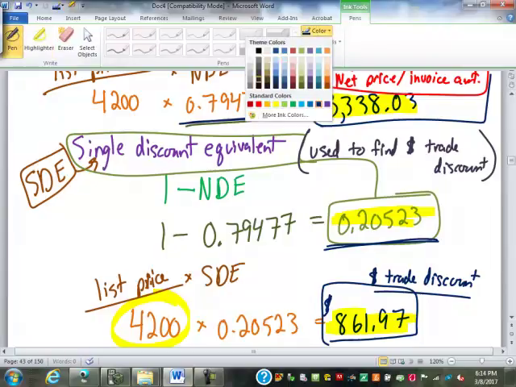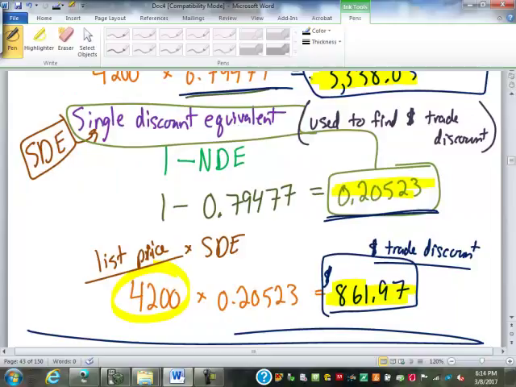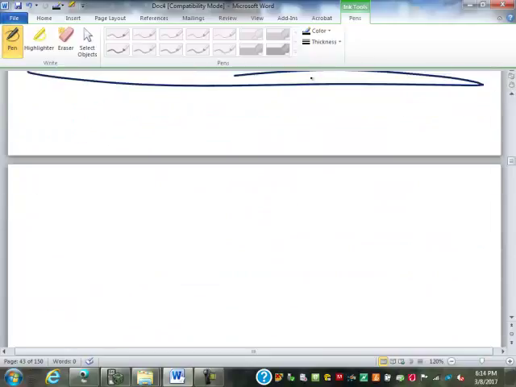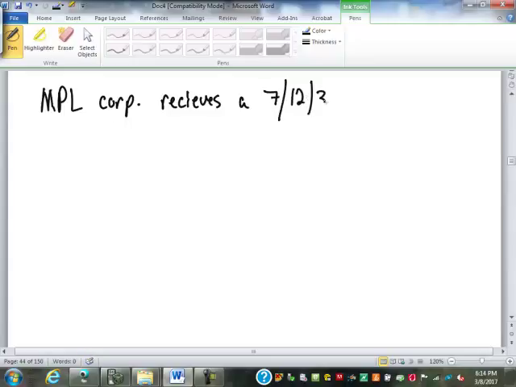So let's do another example where we can do this all in one shot and not have to insert the explanations as we go. So let's say that MPL Corp receives a 7/12/3 chain trade discount.